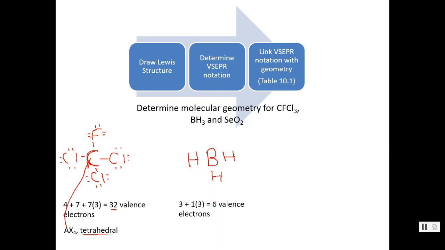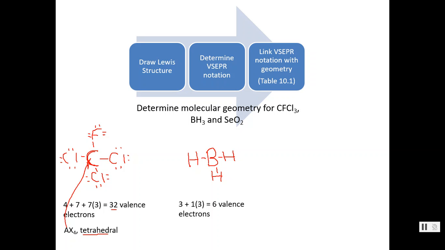So I'm going to do my single bonds from my center atom to my outer atoms, counting valence electrons. So 2, 4, 6. I have now used all 6 of my valence electrons. My hydrogens are happy. They have a duet. And you may say, well, wait a minute, boron's only got 2, 4, 6 electrons. That's okay. Boron can be happy with less than an octet.